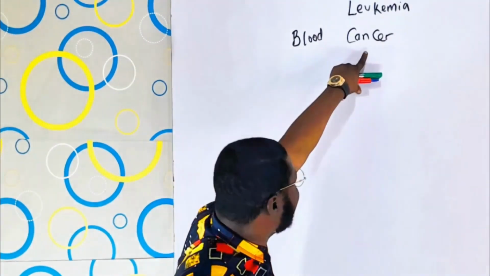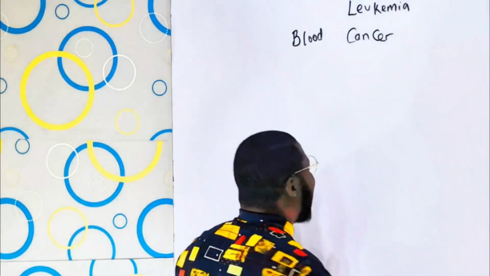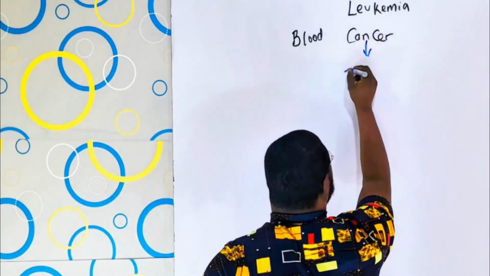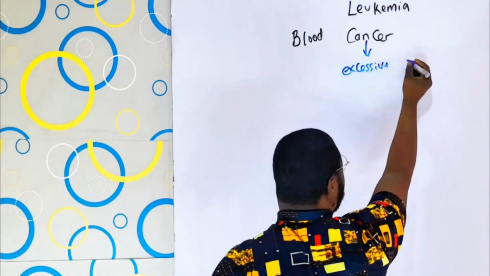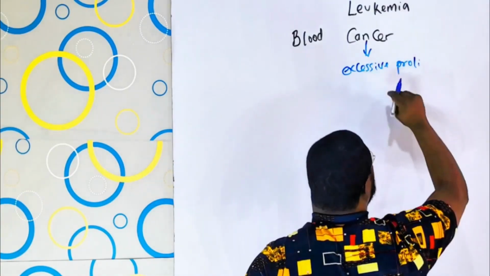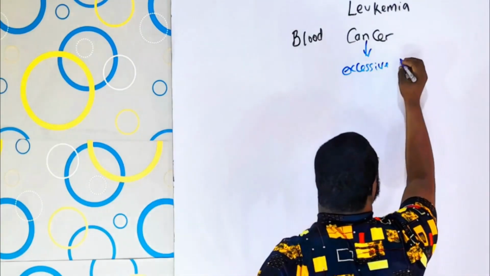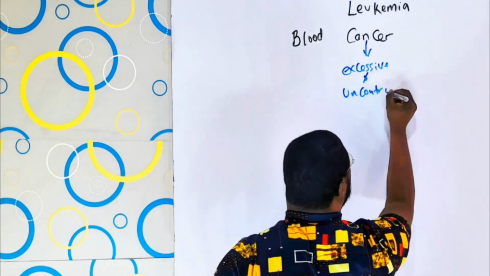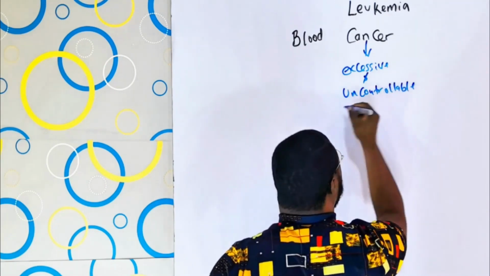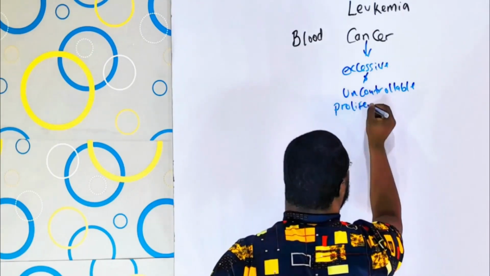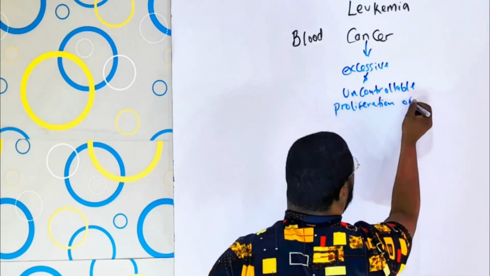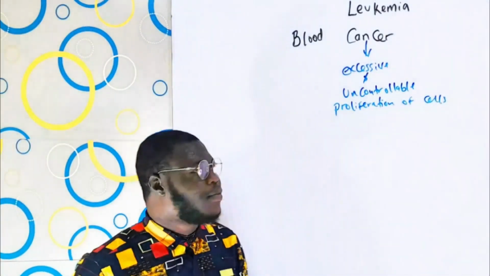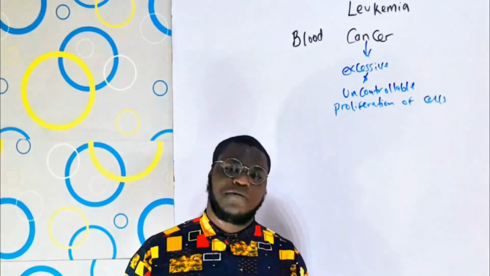But what about this guy here called the cancer? Cancer is an excessive and uncontrollable proliferation. That is the word. Excessive and uncontrollable proliferation of cells. That is what cancer means. Cancer is actually the uncontrollable proliferation of cells.